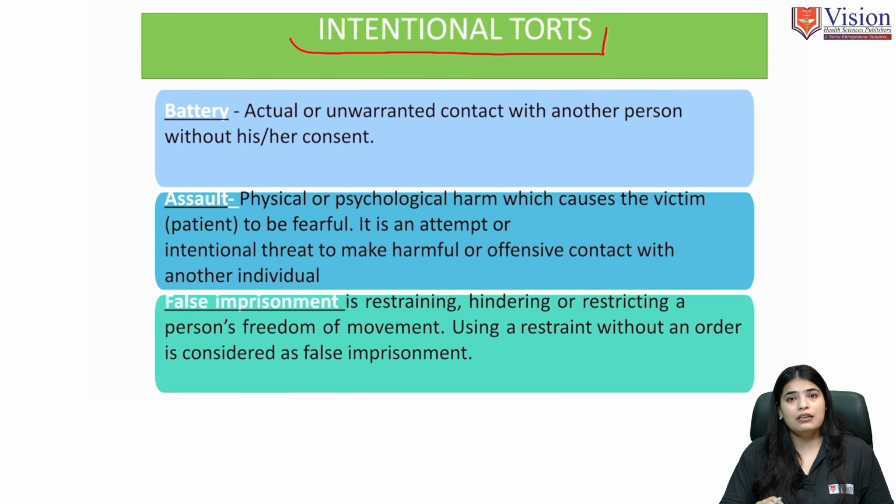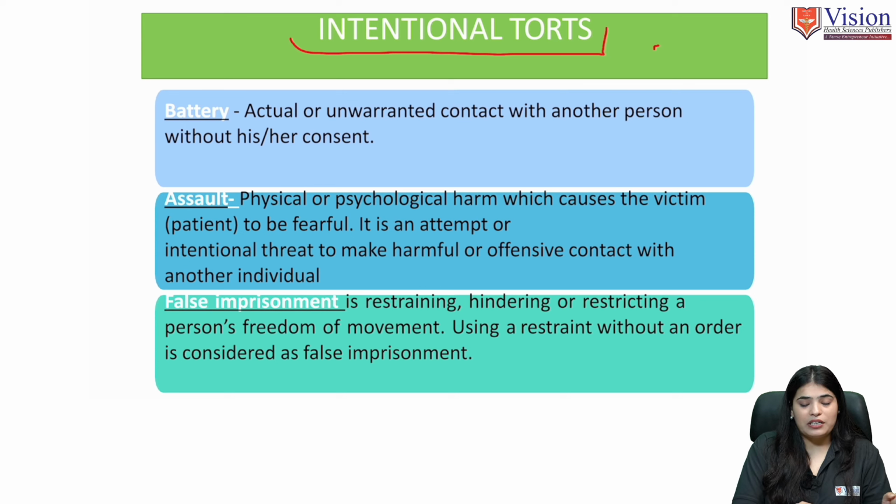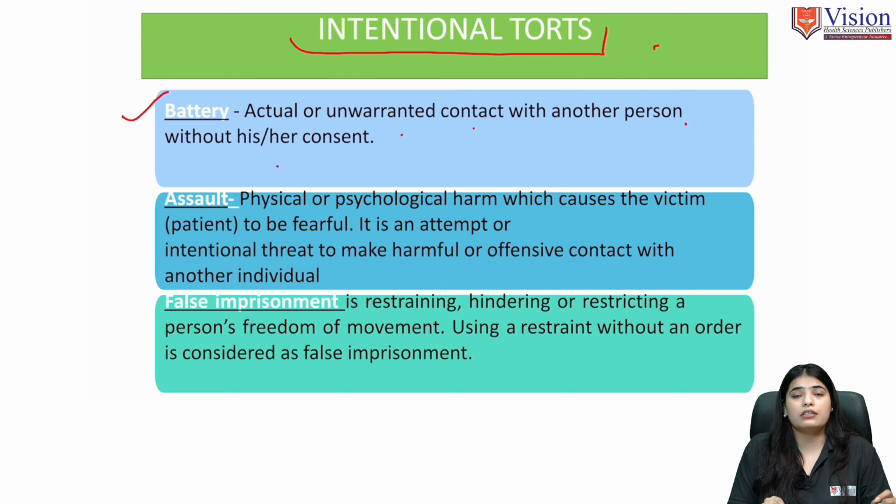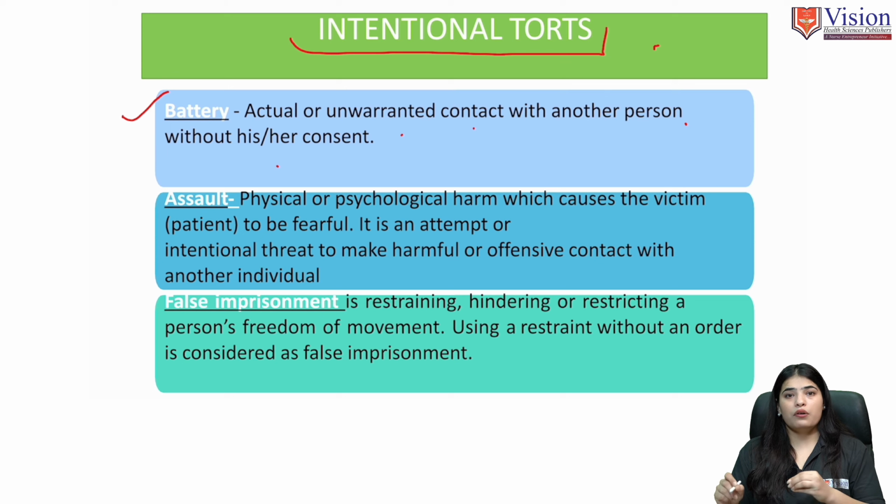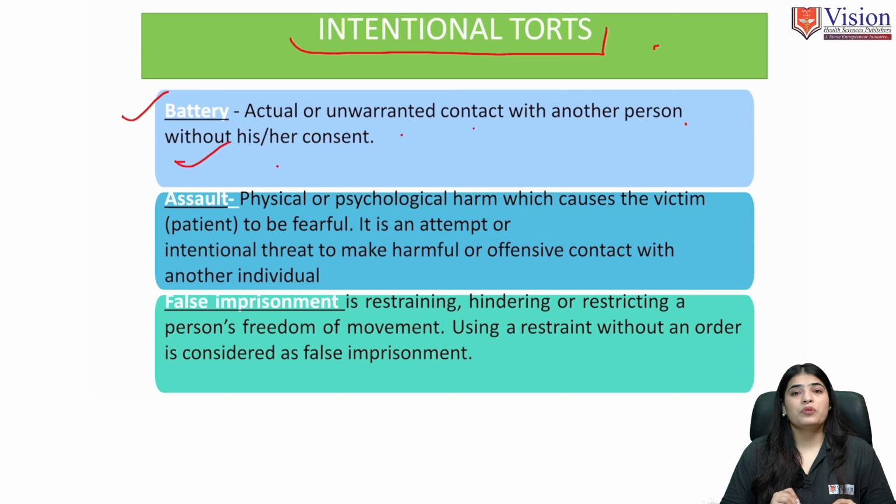Intentional torts are when you know what you are doing and you know the result of that particular action but you are still doing that. That is intentional tort. And here the first thing is battery. So what is a battery? Actual or unwarranted contact with another person with or without his or her consent. When someone is touching some other person with or without his or her consent, that is considered as battery and it is an intentional tort.